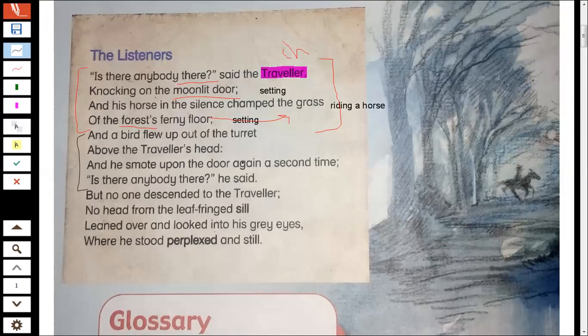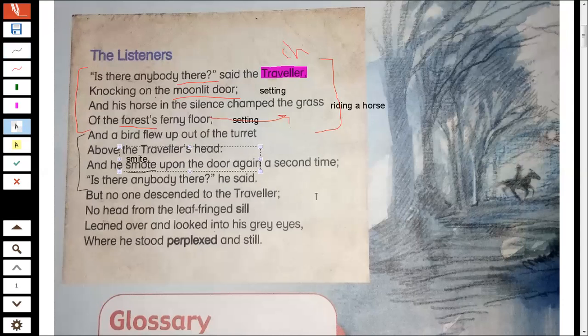And he smote upon the door again a second time. And he smote upon the door again. He smote. What is the meaning of he smote? Okay, the verb smote is in the past simple. Smote is the past simple of the verb smite. Make sure you write it: it is the past simple of the verb smite.